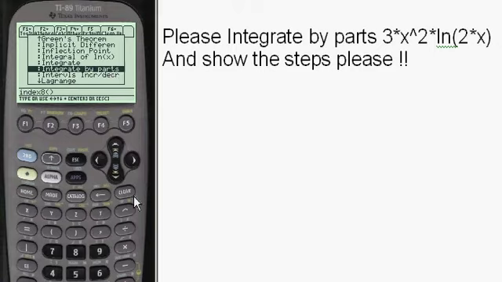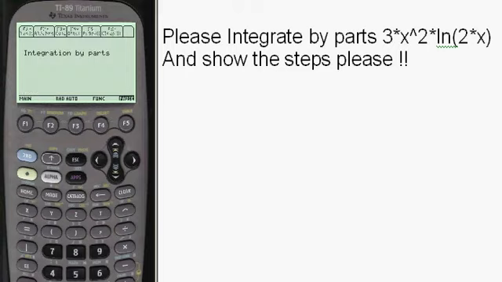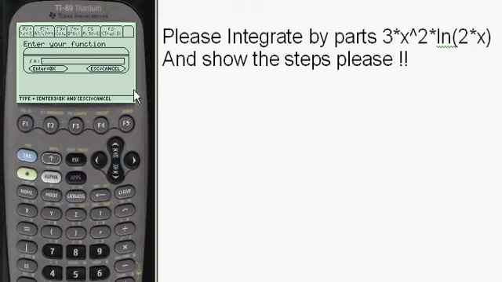Up comes the menu. I'm already at integration by parts to speed up the video here, but you'd scroll to it with this cloverleaf stuff here. Scroll to it, and there's over 150 menu items here for calculus, how to solve it step by step. This is integration by parts, and you're going to enter the function here.